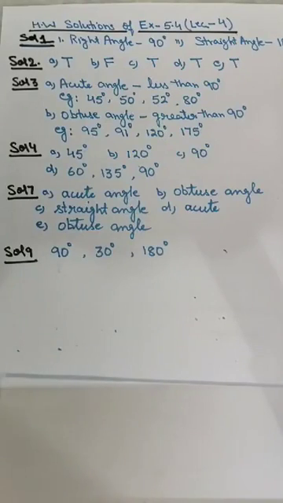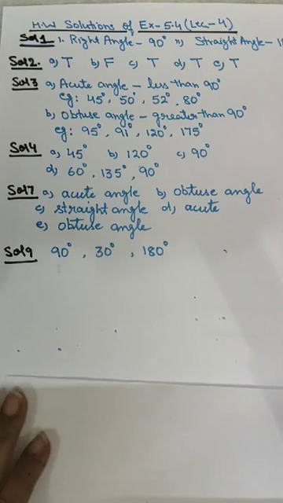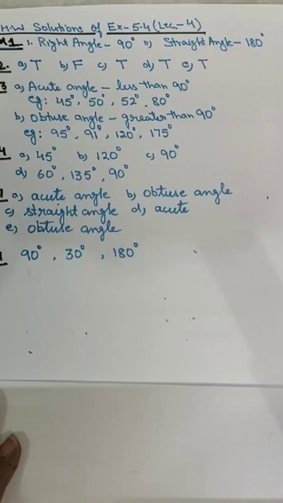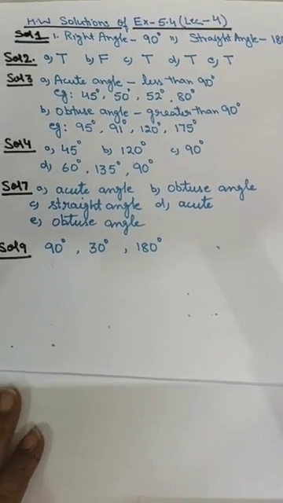Now it's time for the homework solution of exercise 5.4 given in lecture number 4. First question was, what is the measure of a right angle? A right angle is of measure 90 degrees. And what is the measure of a straight angle? A straight angle measures 180 degrees.